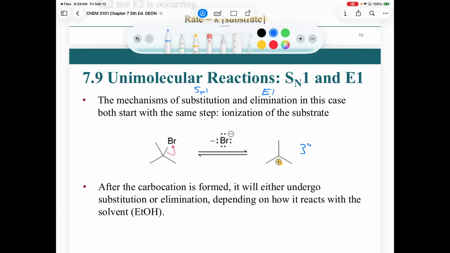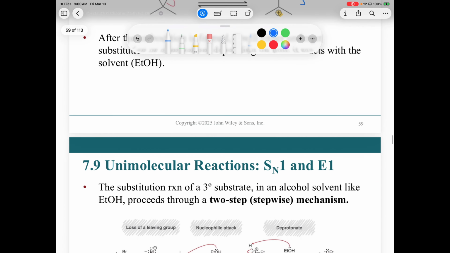After the carbocation is formed, there's two possibilities. Well, you get a positive charge plunked right there. You can either rip off a proton and make a pi bond and stabilize it that way to do your E1 reaction, or a nucleophile can just walk in and be like, hello there, positive charge, let's make a bond and I'll do a substitution reaction, okay? It depends on the solvent.